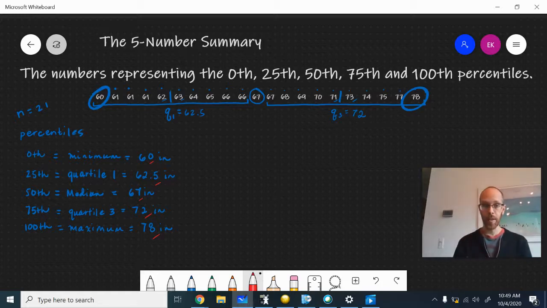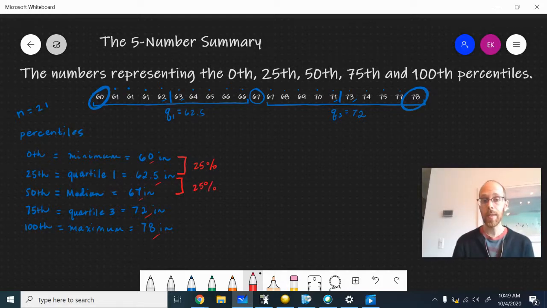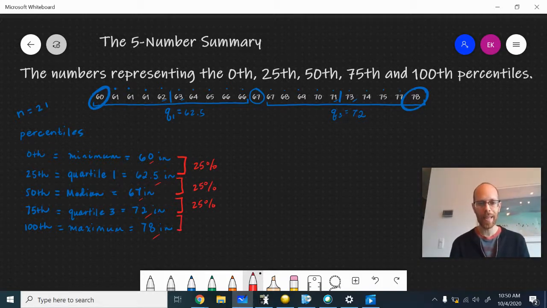Now, what's the relevance of those numbers? Basically, it breaks down to this. We know that between 60 inches and 62.5 inches, 25% of our data values will sit there, roughly. And then we call this the next quartile. Between 62.5 and 67 would also be 25% of the data. Between 67 and 72, there's another 25% of our students. And then finally, between 72 and 78, there's the last 25%.